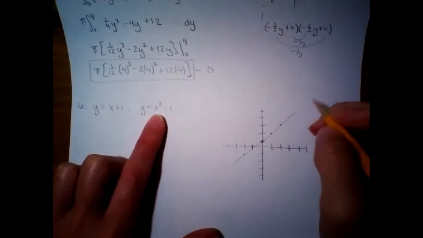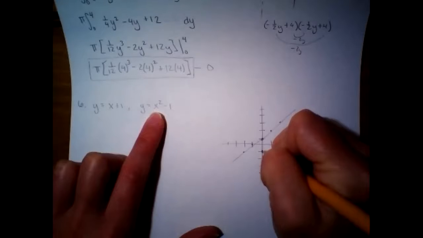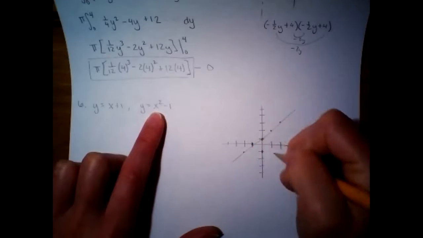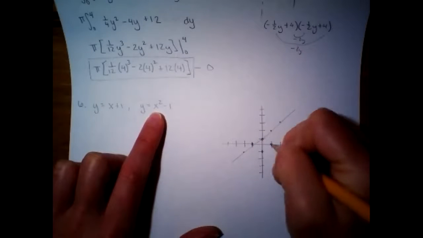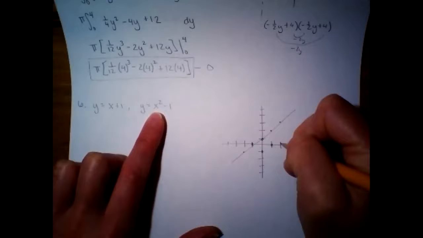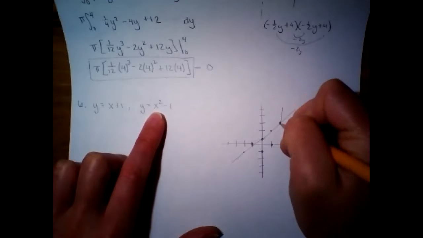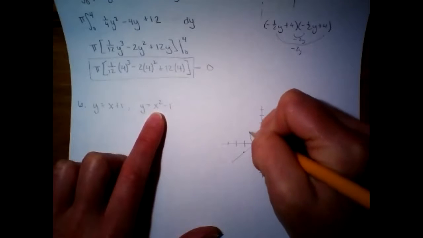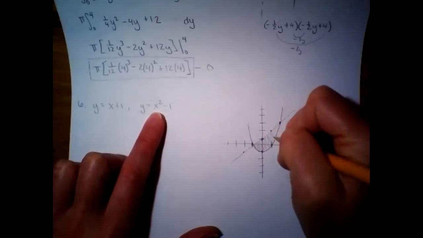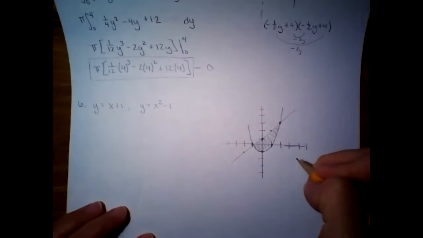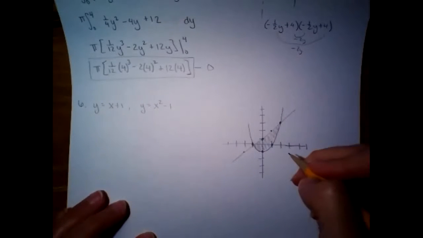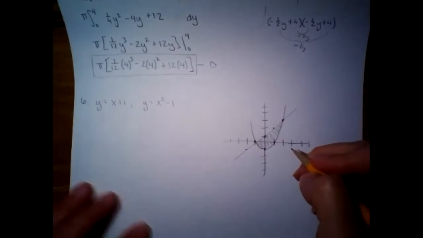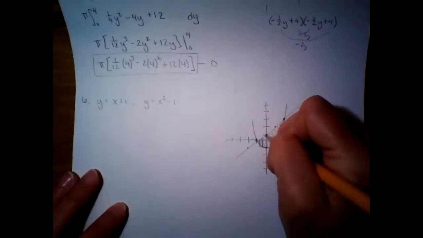And then this is a regular old parabola, just moved down 1. So we'll have 0, -1, 1, 0, and 2, 3. Should be right there. And so this is the base of our shape. Now we have to imagine shapes popping up out of the paper towards us. It says the cross sections are squares perpendicular to the x-axis.